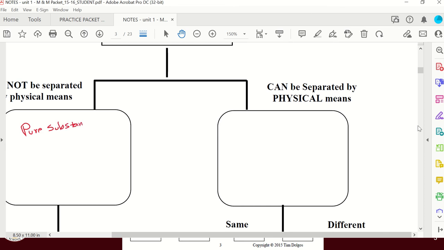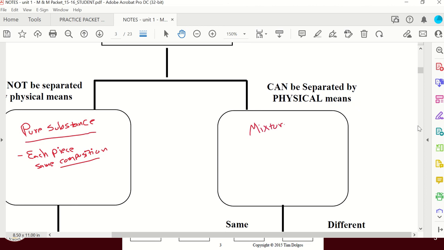So it's the same throughout. Each piece is identical. So no matter how small or large the piece, it's going to have the same composition. And if ever I use words that you're not sure, like composition, this is what stuff is made of. If it's not a pure substance, then it's going to be a mixture.